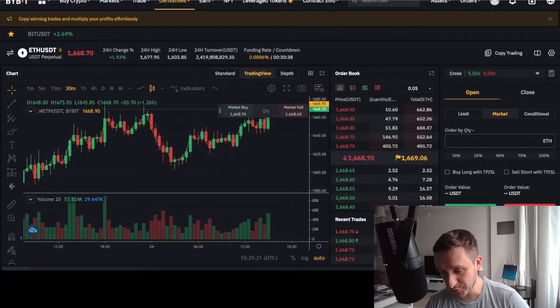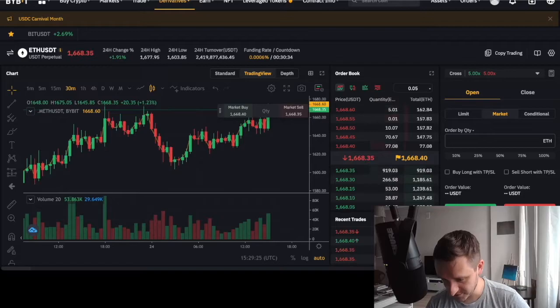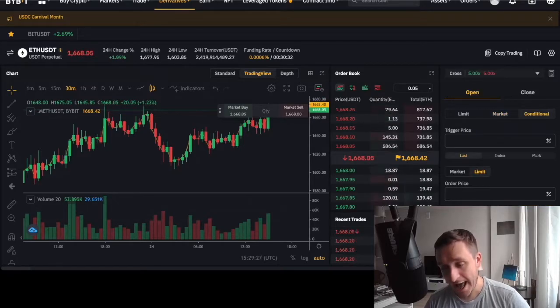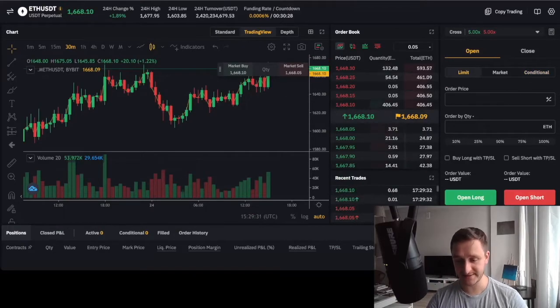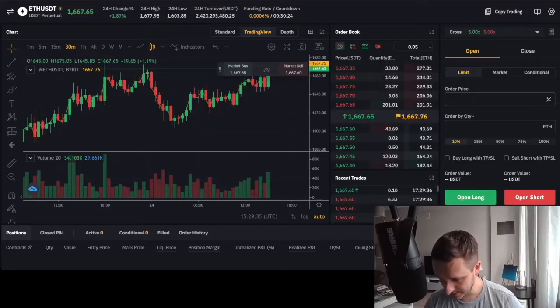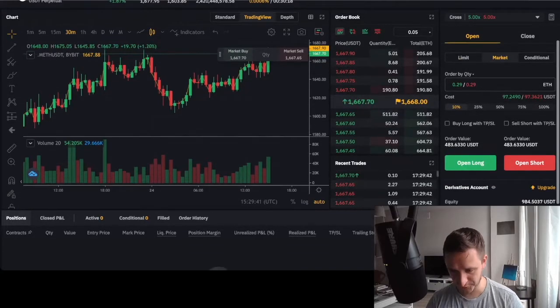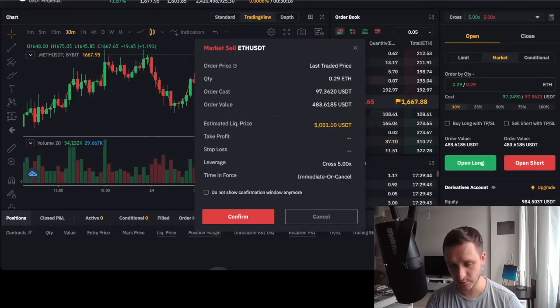I could also close the positions from this space. I can open a short position. So again, shorting means that I'm betting that something will go down. For example, I could take, let me go with market, let me go with 10% and open short just to show you. So this is the estimated liquidation price.